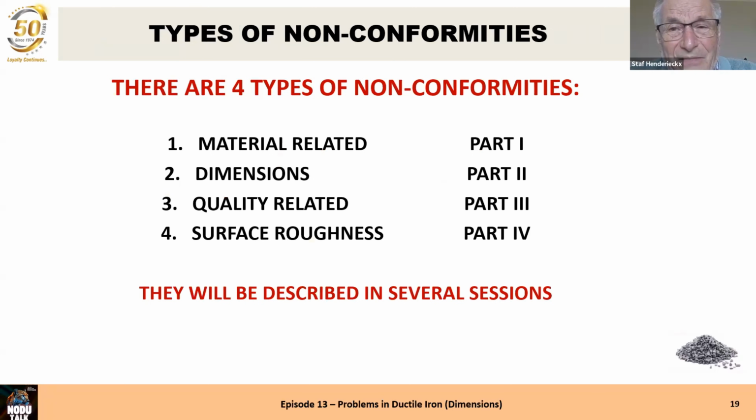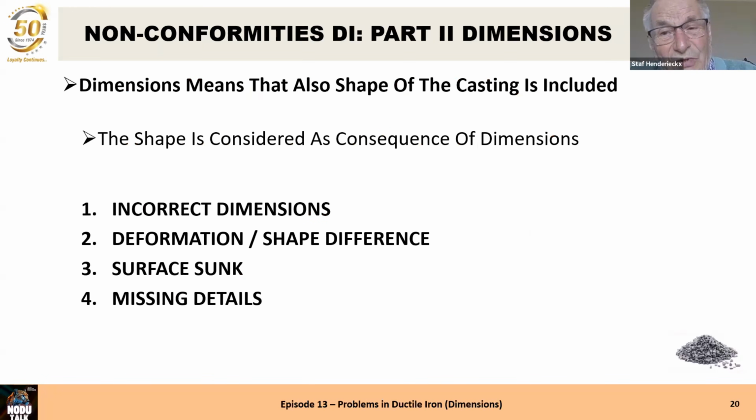We have material-related non-conformities, dimensional non-conformities, quality-related, that's of the section, and surface roughness-related. But now we will do it about dimensions. The dimensions mean also the shape of the casting, because if the shape of the casting is not perfect, there is a deformation or whatever, then the dimensions are also not okay anymore. And the problems we can have are an incorrect dimension, a deformation, shape difference, surface sunk, which is in reality a kind of shrinkage, but ends up as a surface sunk in ductile iron, and can also be missing details.